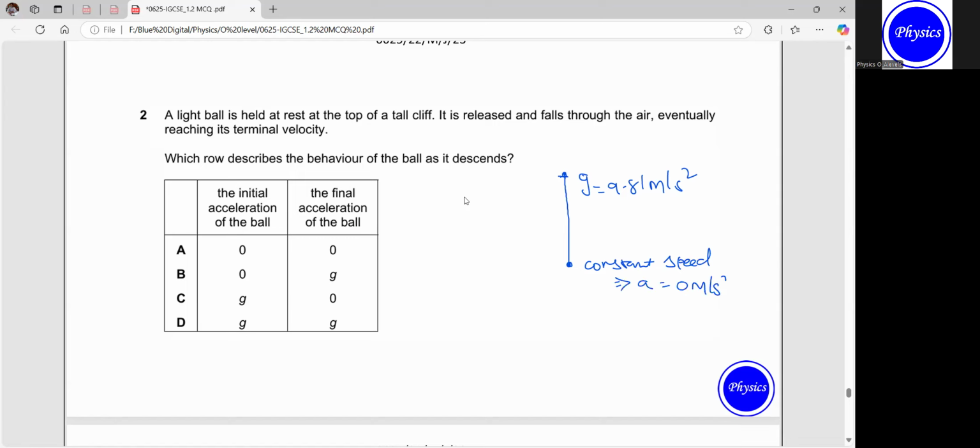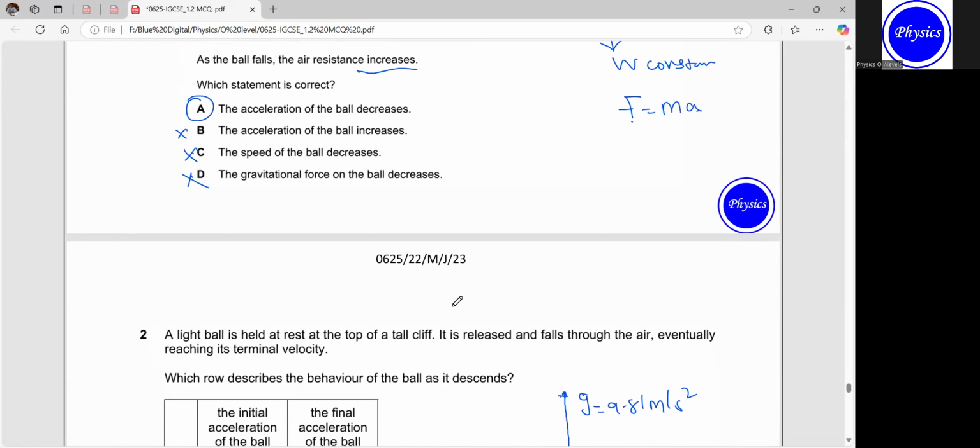So which one is correct? They didn't give the value 9.81, but it is g. So the initial acceleration of the ball is g and then 0. Okay.